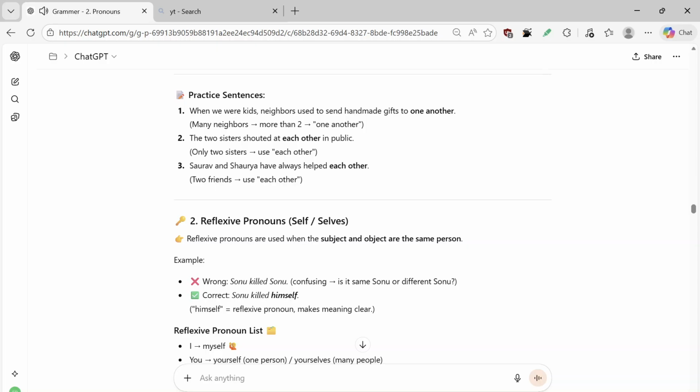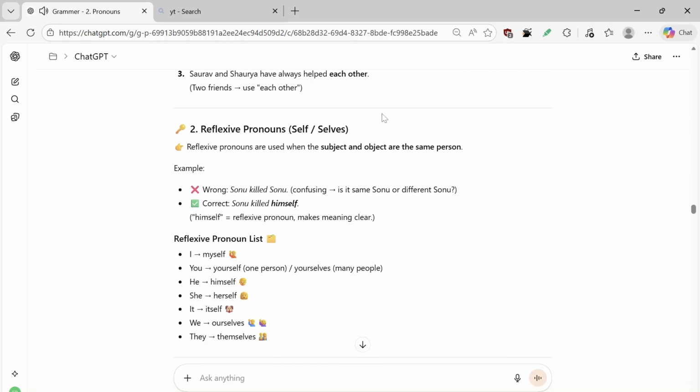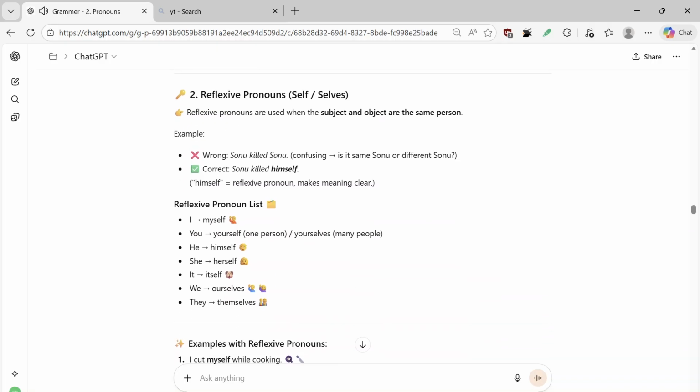Number 2. Reflexive pronouns: self, selves. Reflexive pronouns are used when the subject and object are the same person. Example, wrong: Sonu killed Sonu. Confusing, is it the same Sonu or a different Sonu? Correct: Sonu killed himself. Himself is a reflexive pronoun and makes the meaning clear.